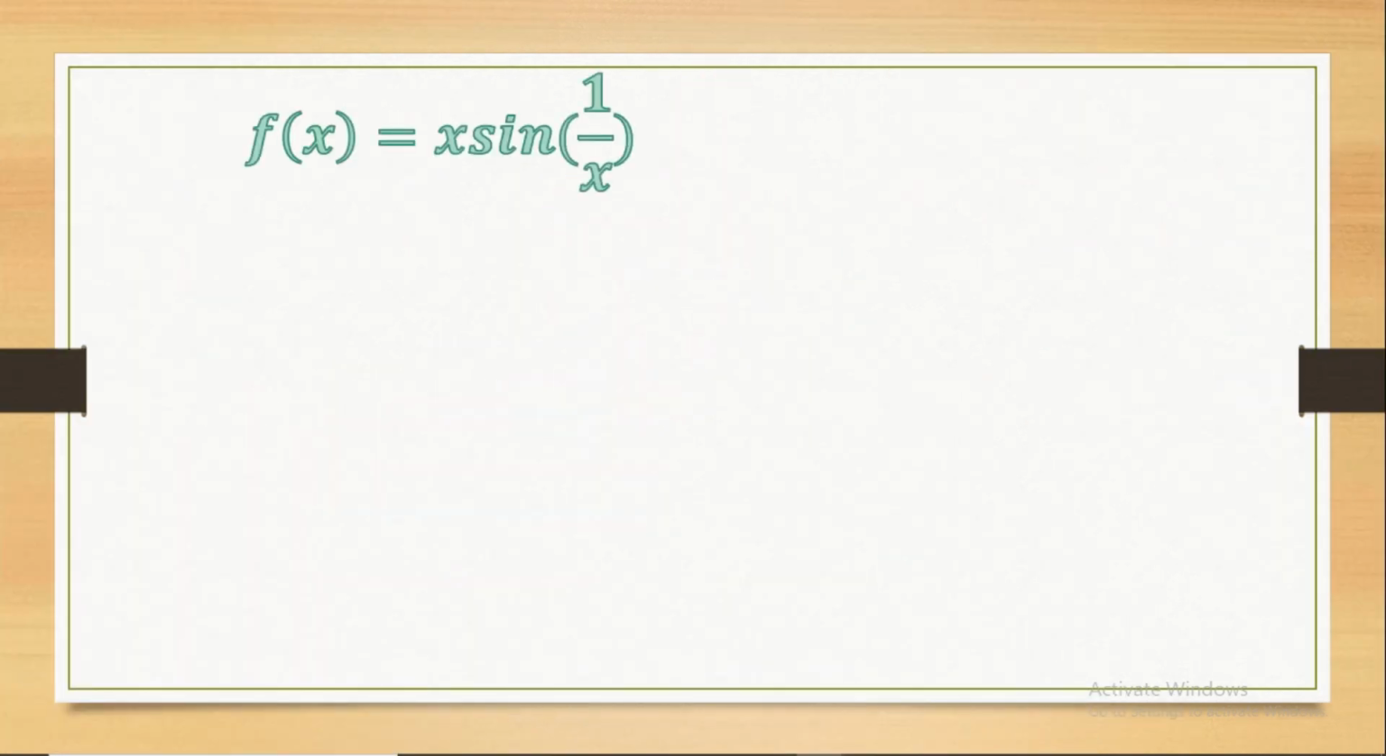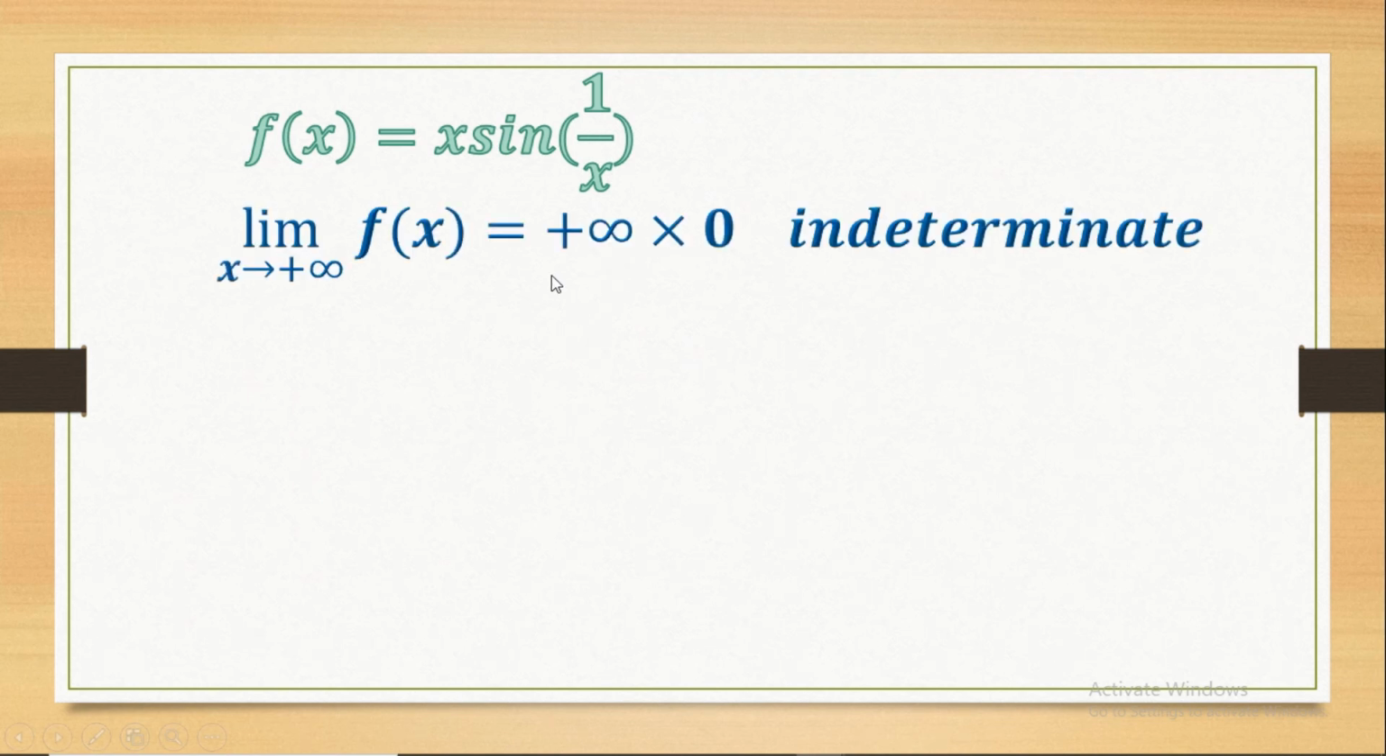Another example. Here finally is a special case which is very important. If we have f of x equal x times sine 1 over x, now how to calculate the limit of f of x as x tends to plus infinity? Here is another indeterminate form which is plus infinity times 0. Why is it plus infinity times 0?